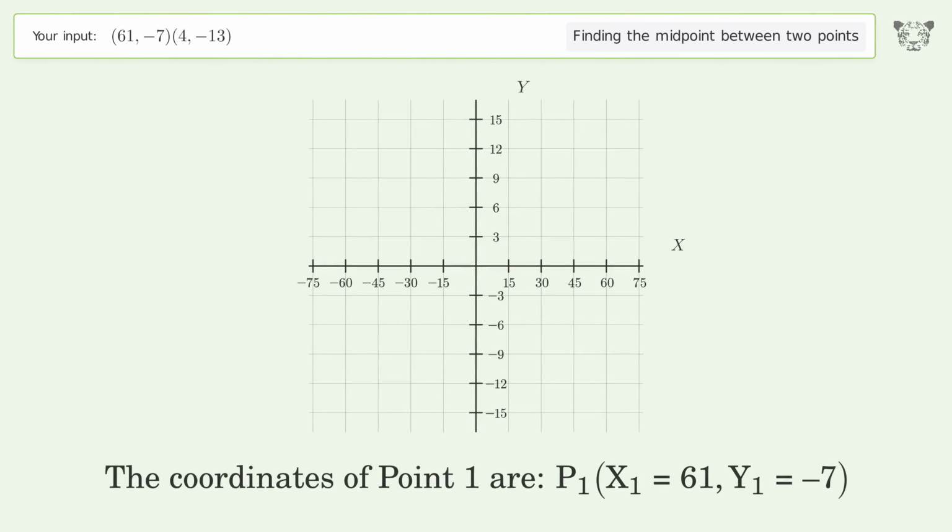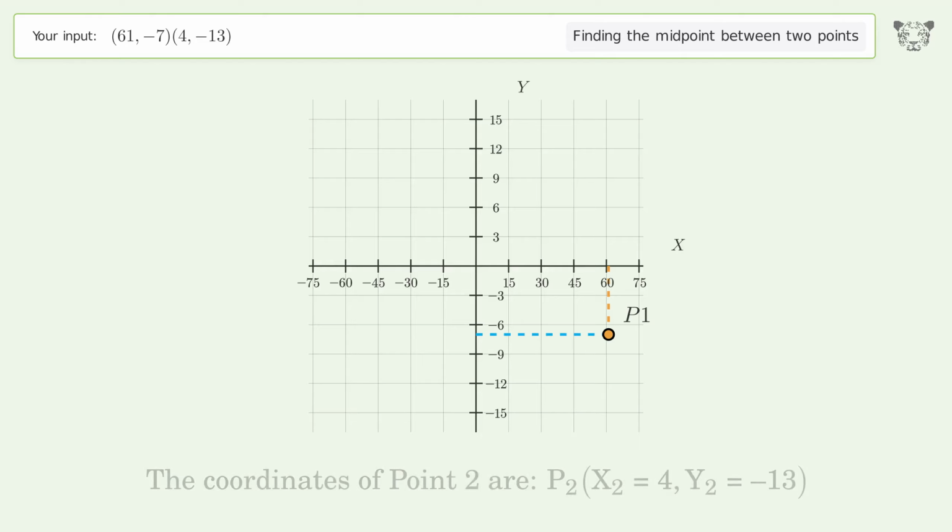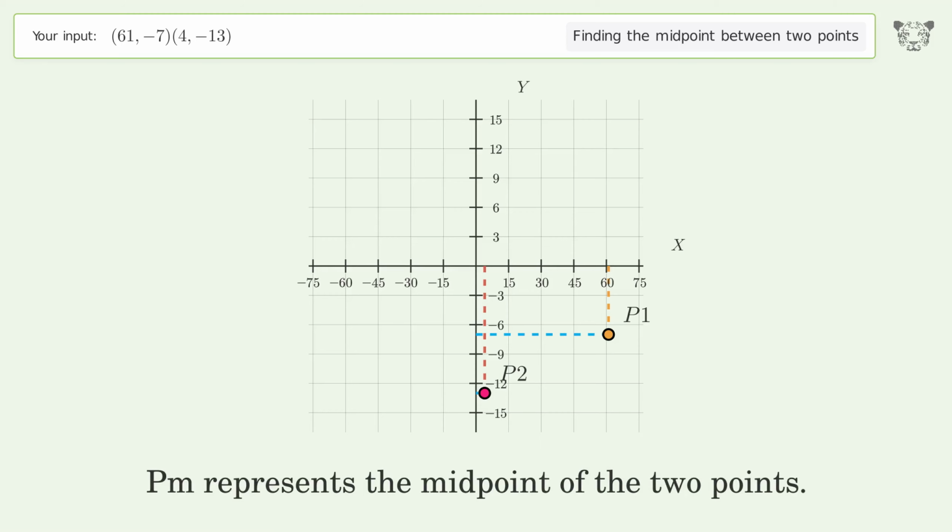The coordinates of point 1 are, x1 equals 61, y1 equals -7. The coordinates of point 2 are, x2 equals 4, y2 equals -13. PM represents the midpoint of the 2 points.